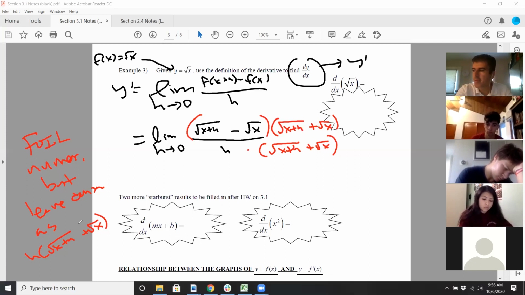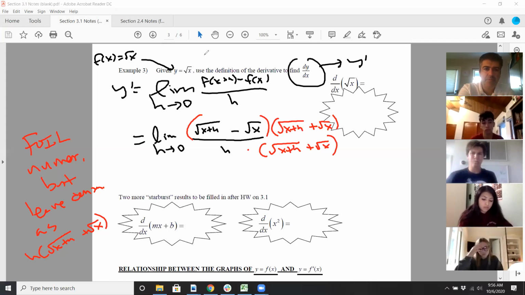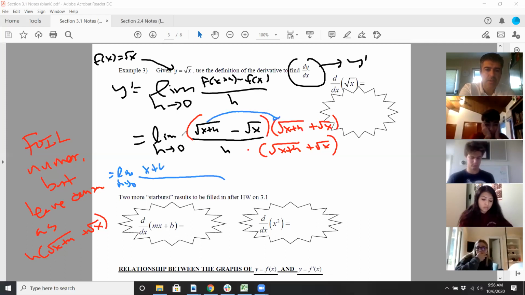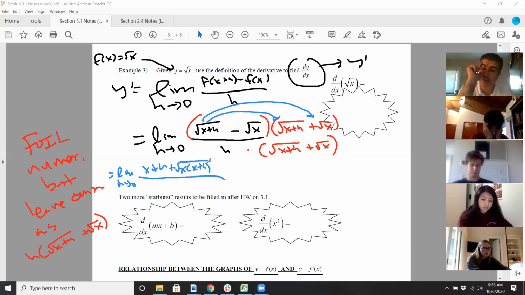Okay, I'll do this quickly. So you guys get the same thing as I do. If we FOIL correctly, you should be getting this. This times this is x plus h. This times this, you could write as positive root x times x plus h all underneath one radical, because you have x and x plus h being multiplied. And then this and this is the negative of that same radical.